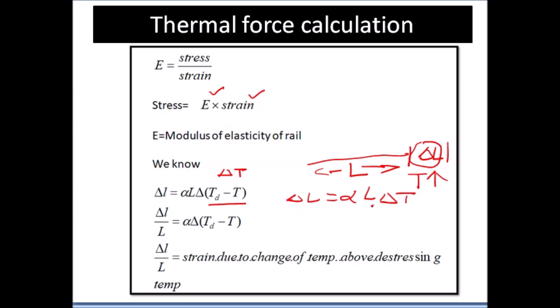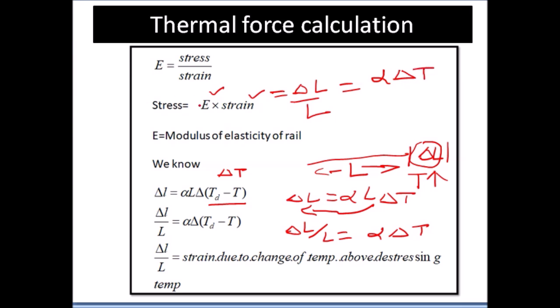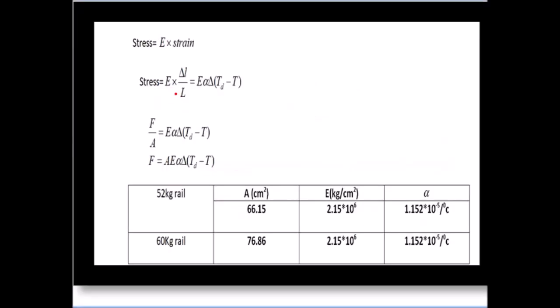Now if you take this L to the other side, delta L divided by L is equal to alpha delta T. This delta L by L, the change in length with respect to original length, is called strain. So strain is equal to delta L by L, which is equal to alpha into delta T. Now you know E and you know alpha delta T, so you can calculate stress. Stress is equal to E into strain, which is E into alpha delta T.